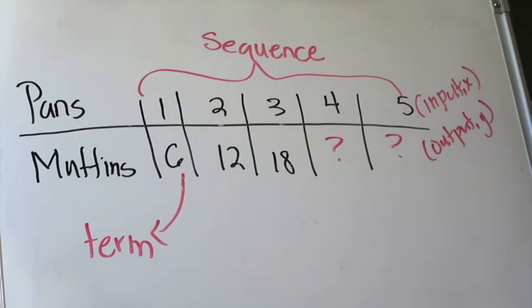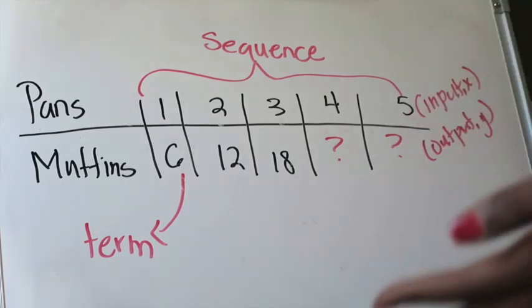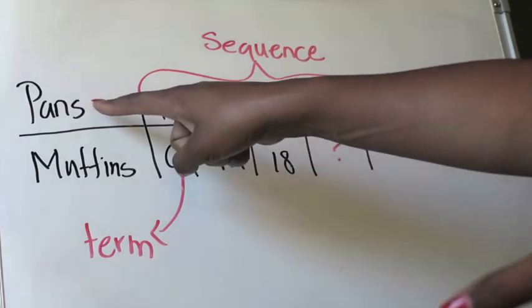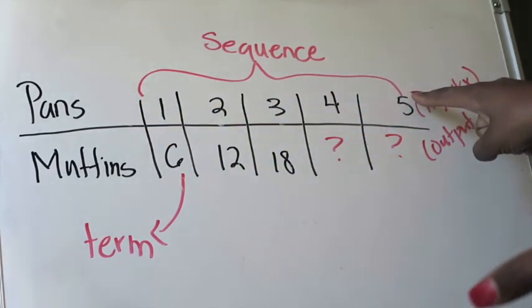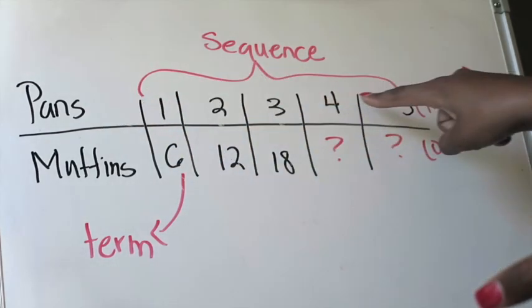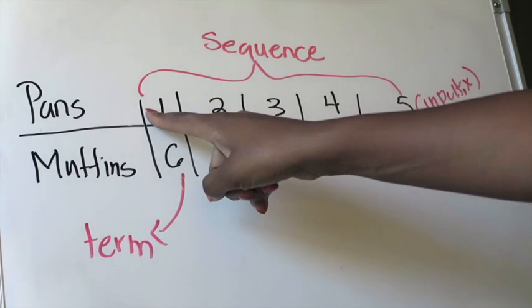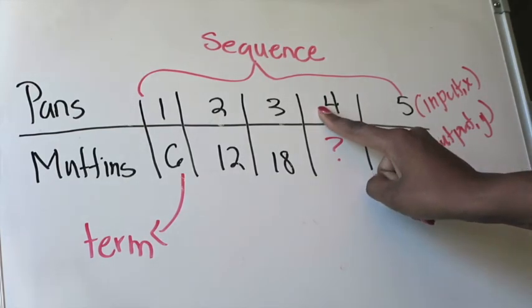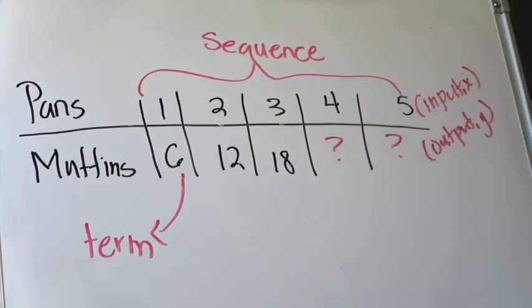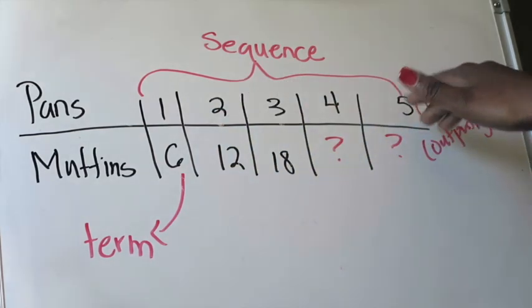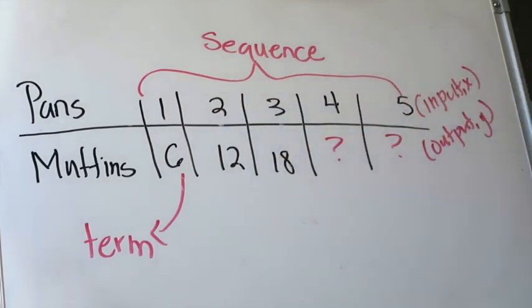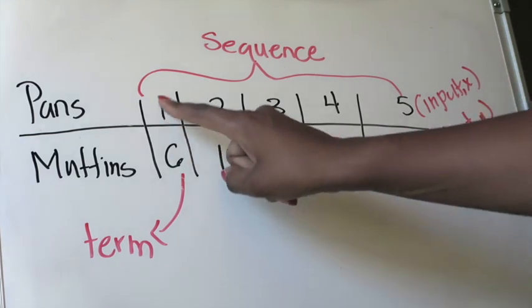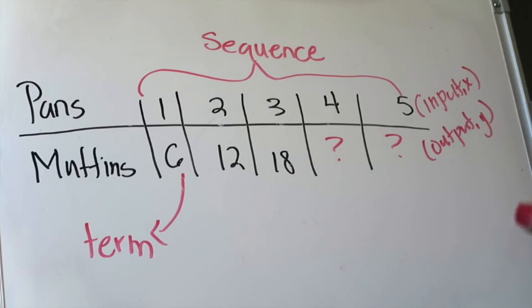Now that we have that under control, let's see if we can identify a pattern. There are two ways I can do that. The first way is to look at my sequences and ask myself, what do I notice in terms of patterns with this sequence titled pans? My first term is a 1, the second term is a 2, the third term is a 3, the fourth term is a 4, and the fifth term is a 5. Right away, the pattern I notice is that this is counting by ones and going up. It's in sequential order, meaning it is in order starting at 1, 2, 3, 4, 5. That's an easy pattern for me to identify. So that's one pattern that I see.